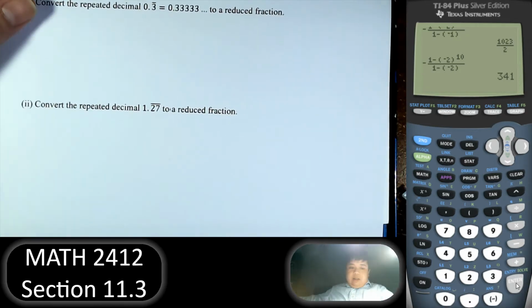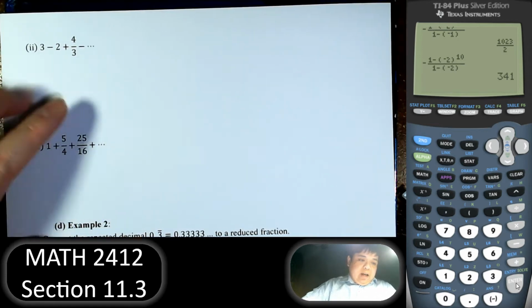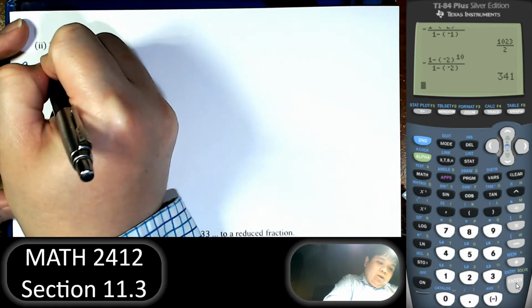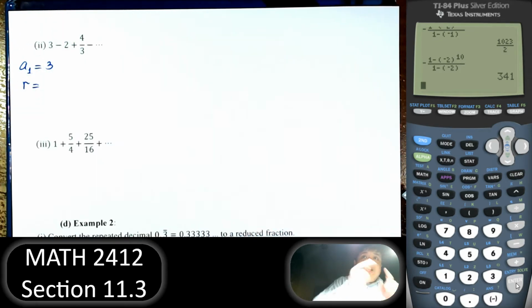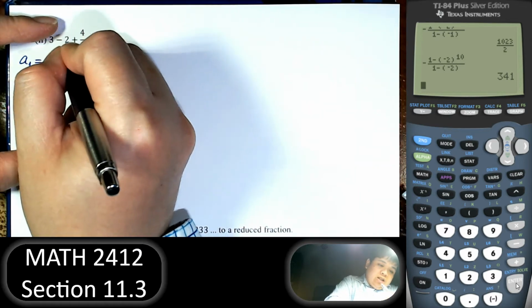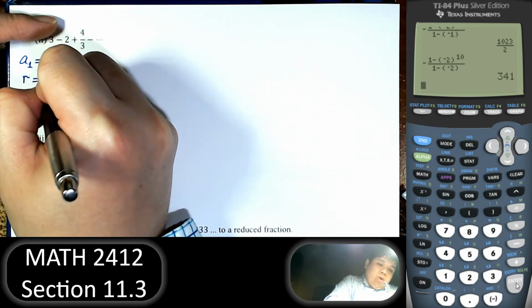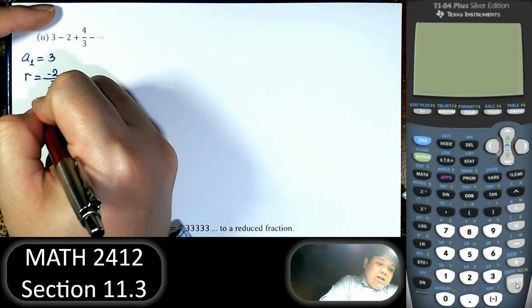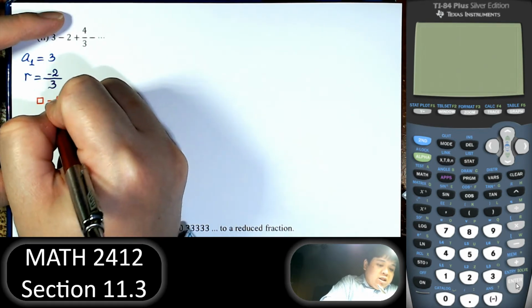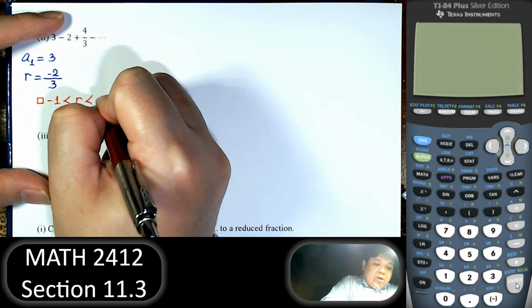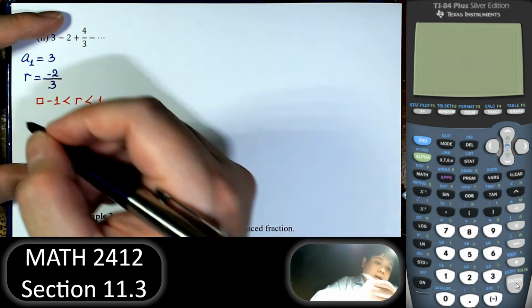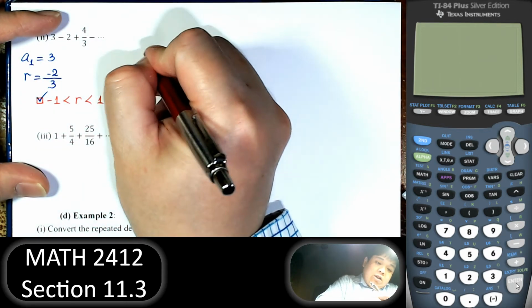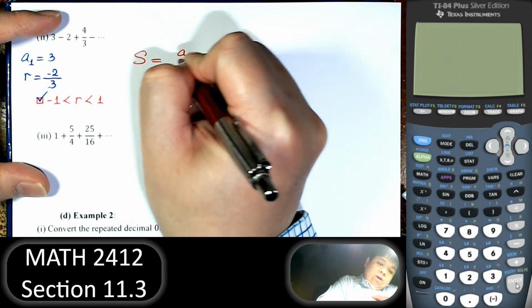Right. Now, let's look at this. Let's write down the first term. This one is obvious, 3. The common ratio is going to be this term divided by the previous one. So I just take this term divided by the previous one, and that is the common ratio. And before I find the infinite geometric series, I must check if the common ratio is between -1 and 1. In this case, yes, it is. So we can say the sum is equal to a1 over 1 minus r.